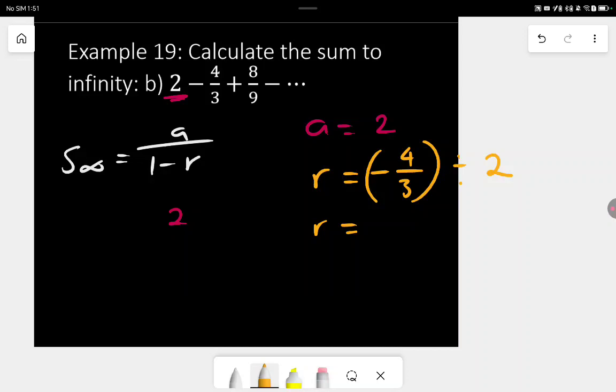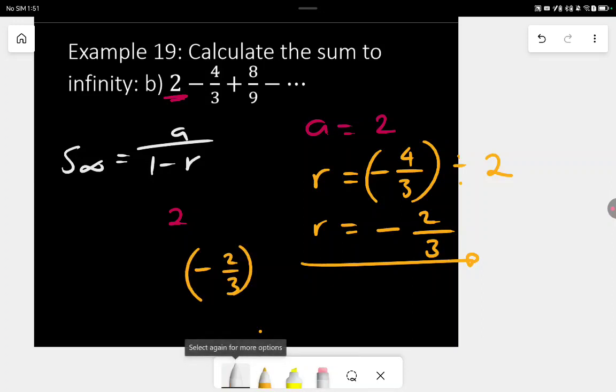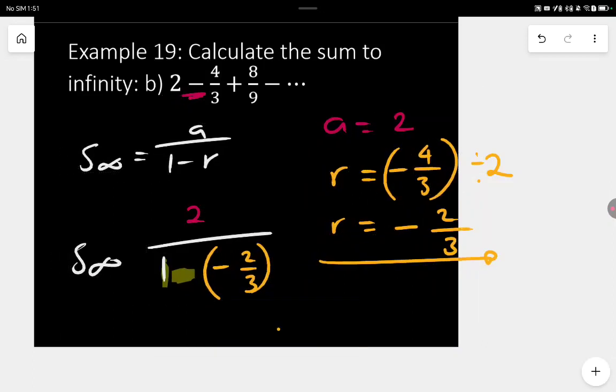r is going to be equal to -2 over 3. Put it in brackets, especially because it's a minus sign. Sum to infinity is equal to a, which is 2, divided by 1 minus that. So then we punch that into the calculator and we get S infinity equals 6 over 5.